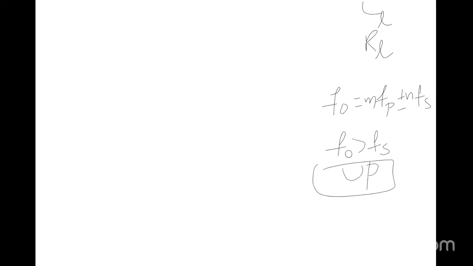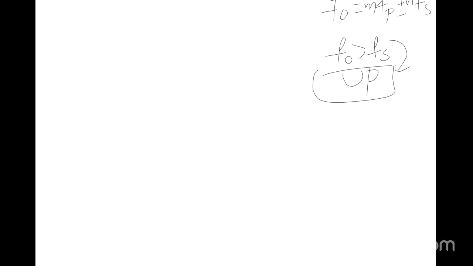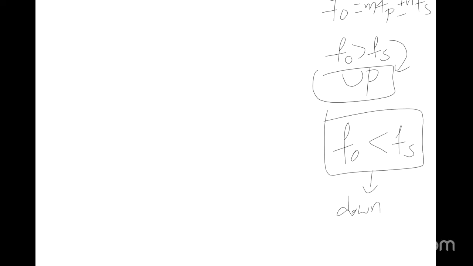Parametric up. Suppose F0 is lesser than Fs, then it is called a parametric down counter. So in the final, what we have to do is draw the diagram. Afterward, total frequencies: M times Fp plus or minus N times Fs.